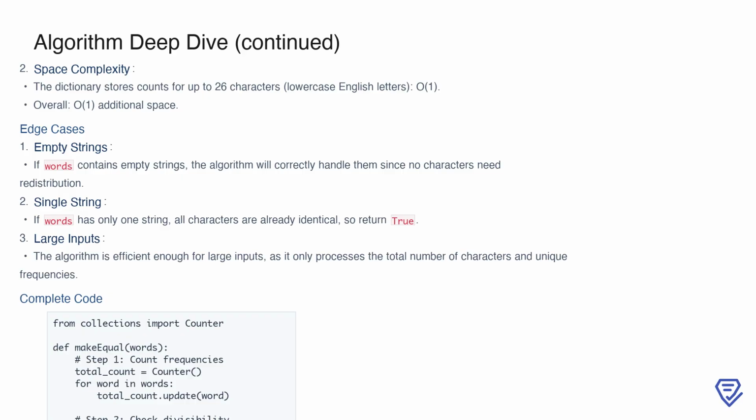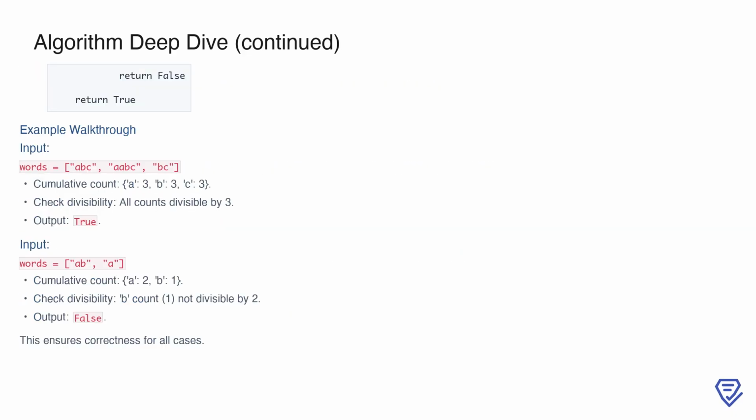First, we use the Counter class to count frequencies across all strings. Then, for each character, we verify if its count is divisible by the number of strings. If not, we return false immediately. If all characters pass the divisibility check, we return true. Let's walk through an example to solidify your understanding.